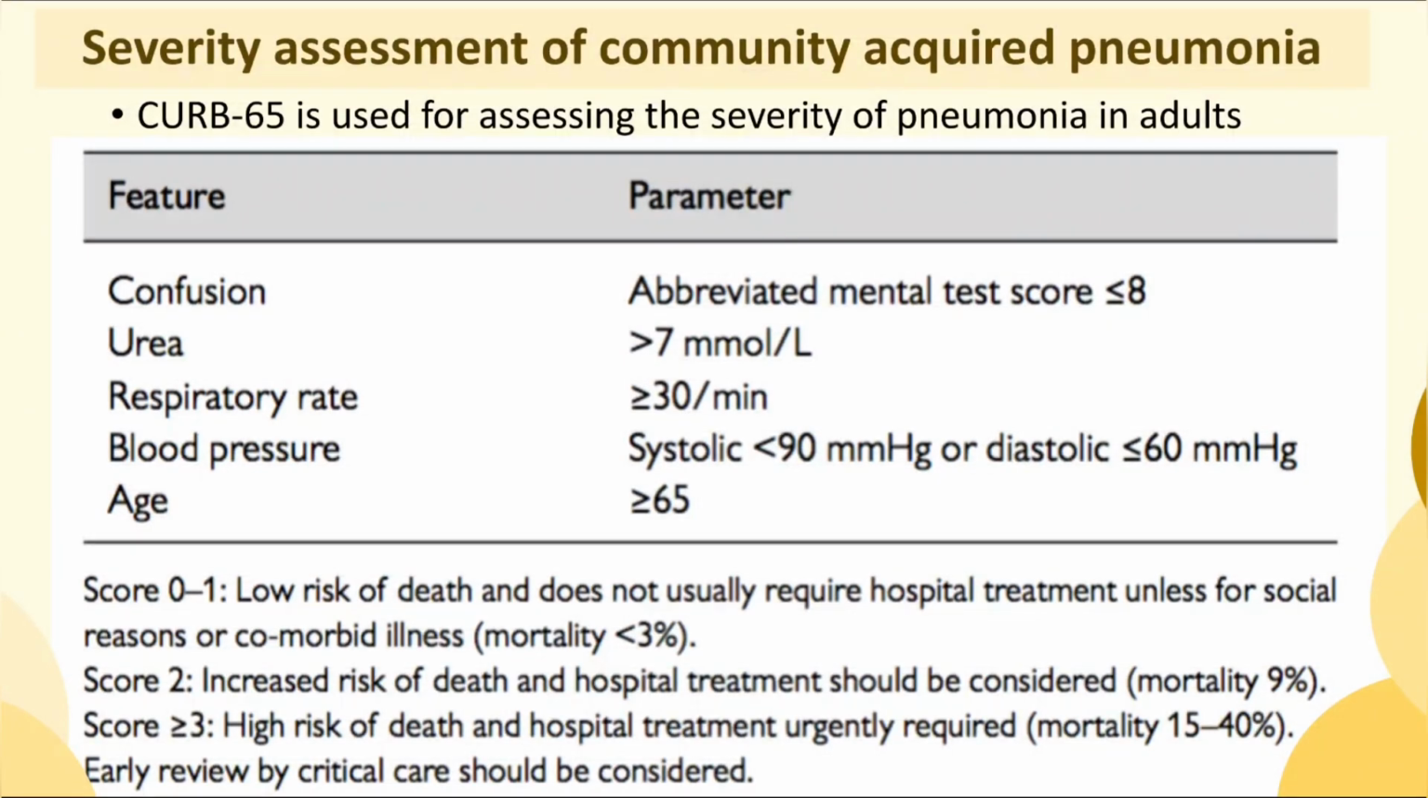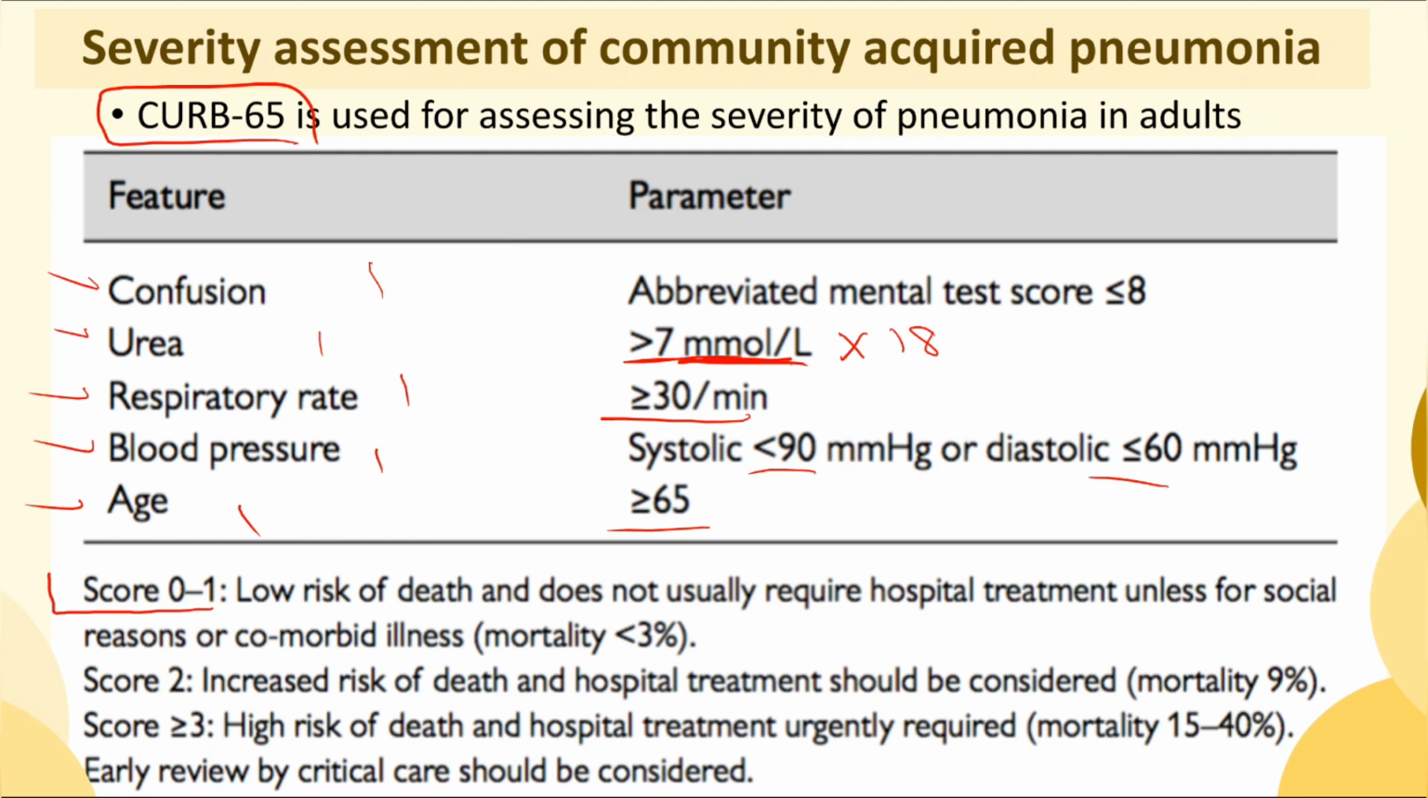Severity of community-acquired pneumonia can be assessed in adults using the CURB-65 score. If the patient has confusion, urea more than 7 millimole per liter, respiratory rate more than or equal to 30, blood pressure less than 90/60, or age more than or equal to 65, each one gets one score. Notice that urea is in millimole per liter, so to change it to milligram per deciliter you have to multiply it by 18.